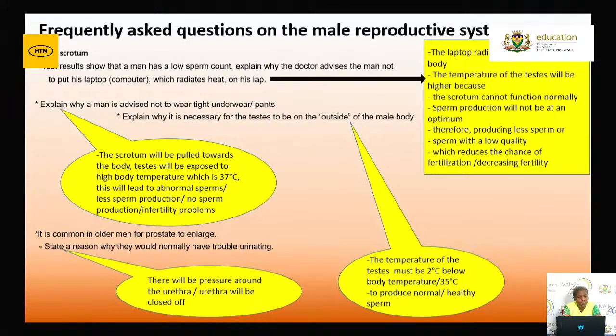And then another one: explain why it is necessary for the testes to be on the outside of the male body. Please remember that it is because the temperature of the testes must be 2 degrees Celsius below the body temperature. The body temperature is 37 degrees Celsius, so this simply means that the temperature of the testes must be 35 degrees Celsius. That is one of the reasons why they are hanging outside of the male body.